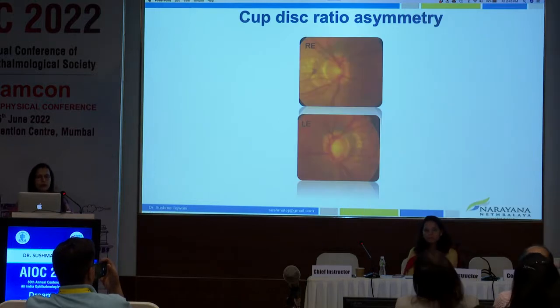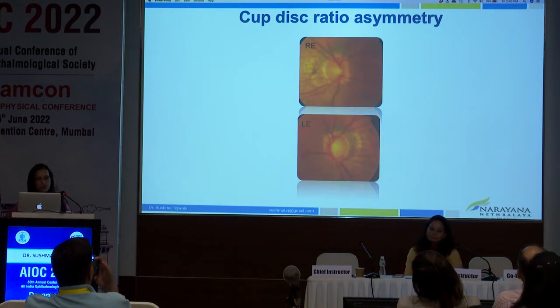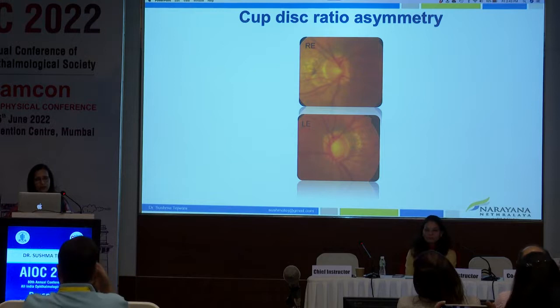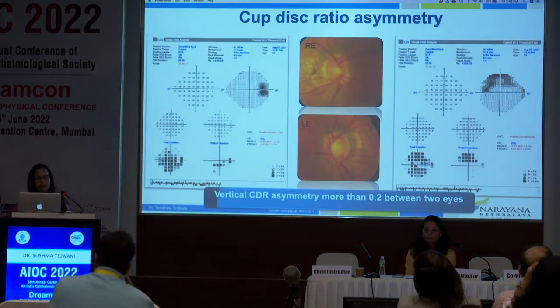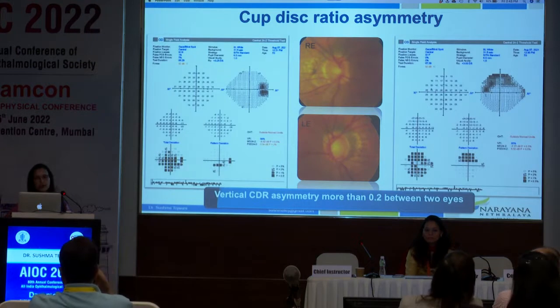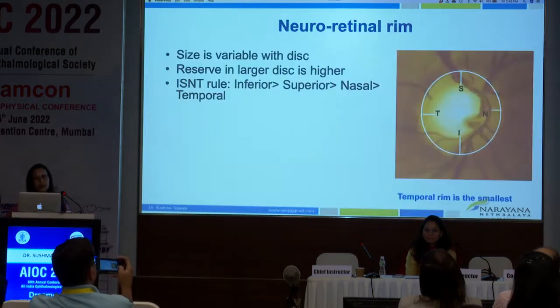So in this clinical example that you can see, the right eye on the top and the left eye at the bottom, the CD is much different, 0.3 up and 0.6 down. And if you look at the visual fields there, you can see the superior defect in the left eye, which clearly tells you that that is glaucomatous.